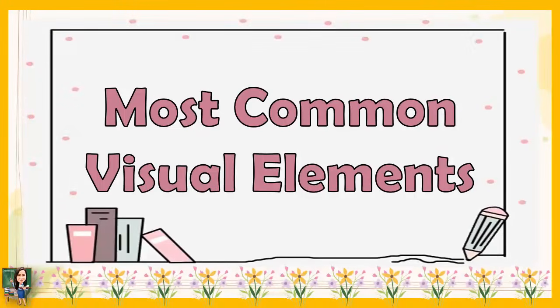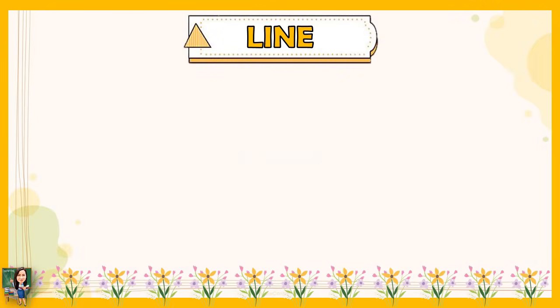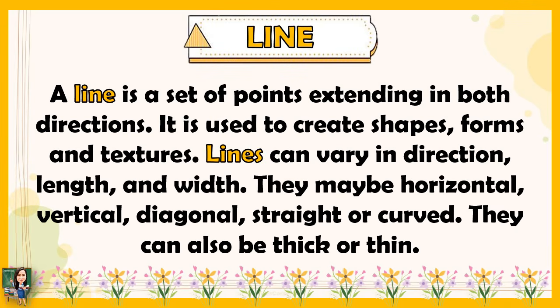Here are the most common visual elements. The first one is a line. A line is a set of points extending in both directions. It is used to create shapes, forms, and textures. Lines can vary in direction, length, and width. They may be horizontal, vertical, diagonal, straight, or curved. They can also be thick or thin.